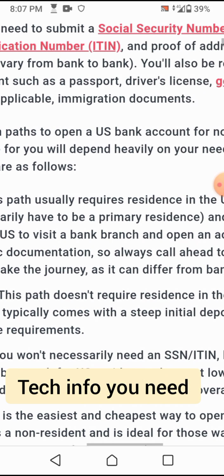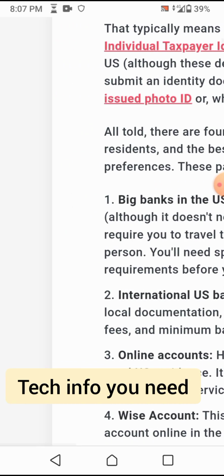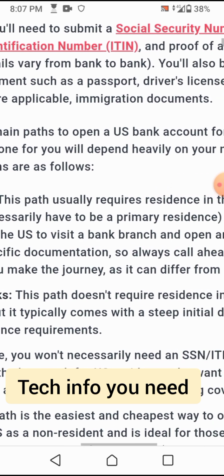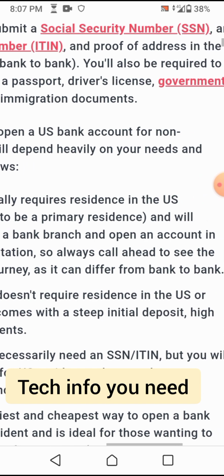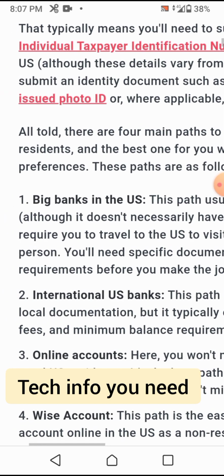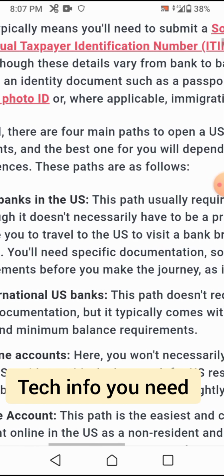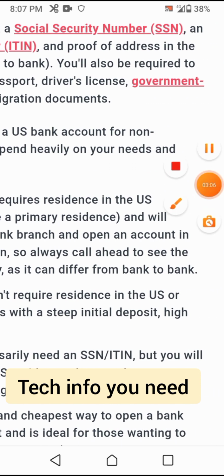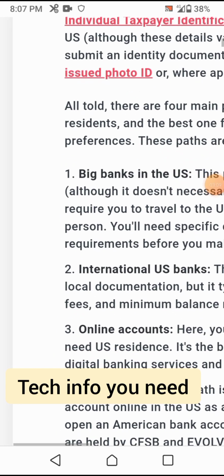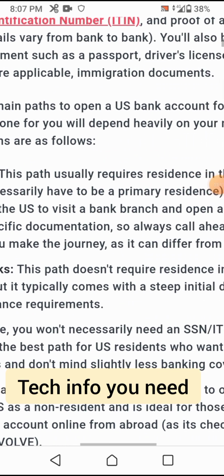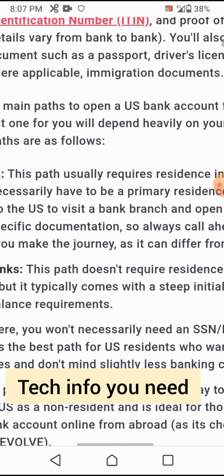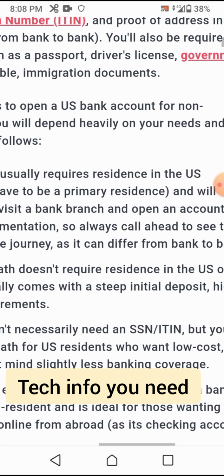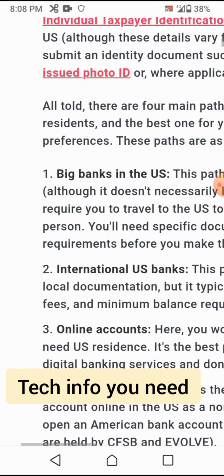This path usually requires you to be a primary resident in the US, although it doesn't necessarily have to be a bank branch, and will require you to travel to the US to visit a bank branch and open the bank account in person. You will need specific documents, so always call ahead to see the requirements before you make the journey, as it can differ from bank to bank.